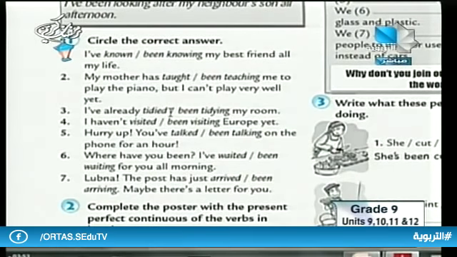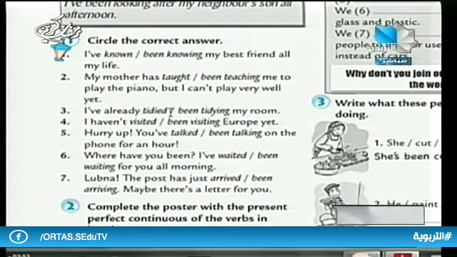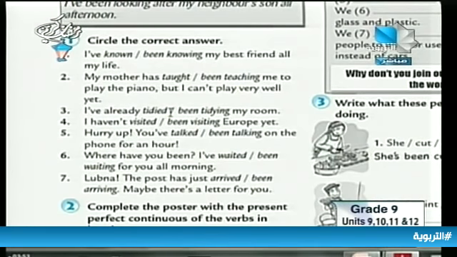Can you see it? Circle the correct answer. Mr. Jane, please. I have been knowing my best friend all my life. I still know him. I have known my best friend all my life. Of course, we cannot say I've been knowing. Why? Because the verb know is a state verb.